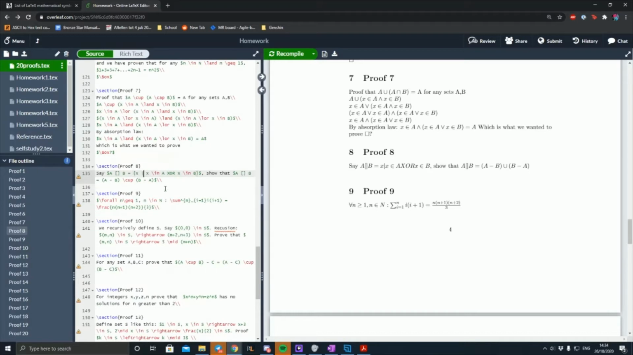However, here I am not sure how I think I can do this with this. So in LaTeX you have to escape your... Yeah, okay. So we have A box B, and that is the elements that are in A XOR the elements that are in B. Show that this is equal to A minus B or B minus A.